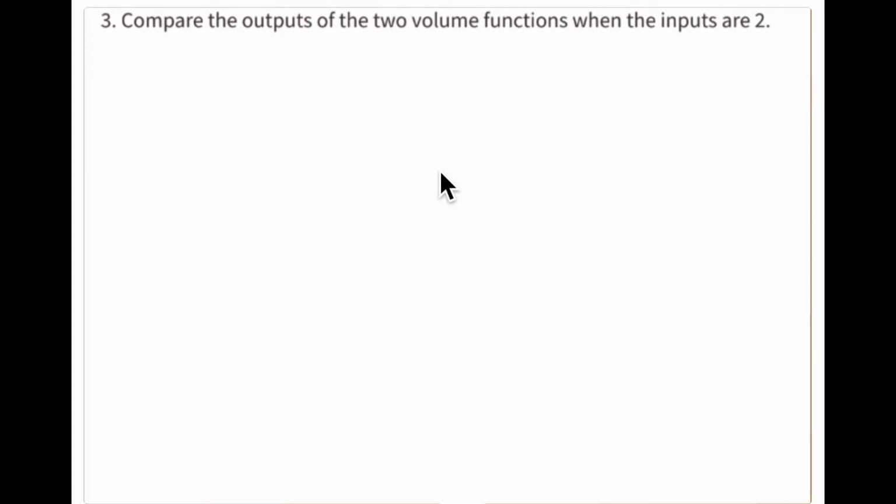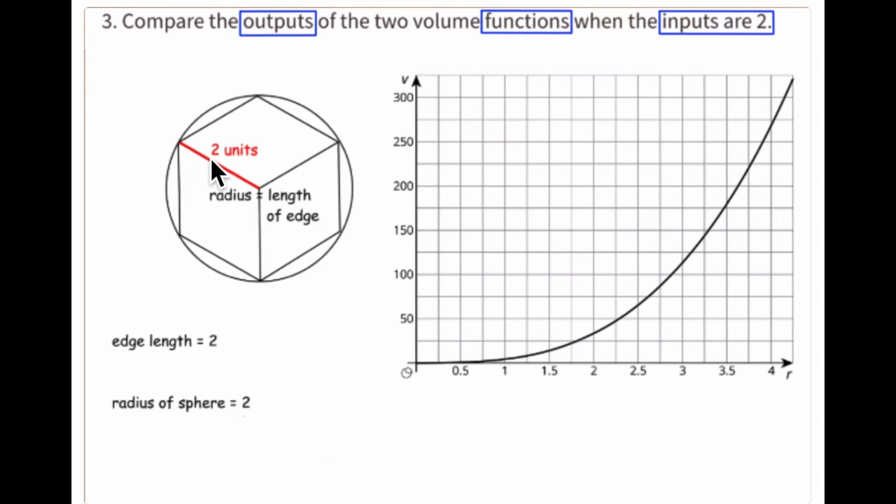And for the last problem, it says compare the outputs of the two volume functions when the inputs are 2. So what's going into the system, what you're given as information, is that the radius of the sphere is 2 units and the length of the edge is 2 units. So this is very similar to problem number 1. It's just using 2 units instead of 3 units. But what they want you to do is get used to the language. The input is 2 units. What's the output? The output's the volume in each case.